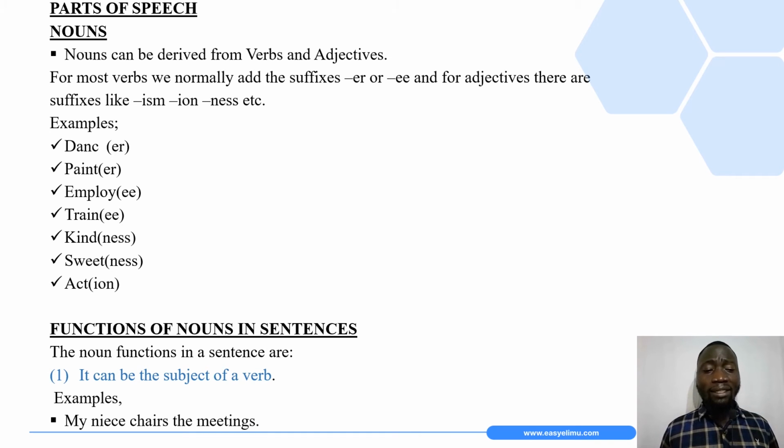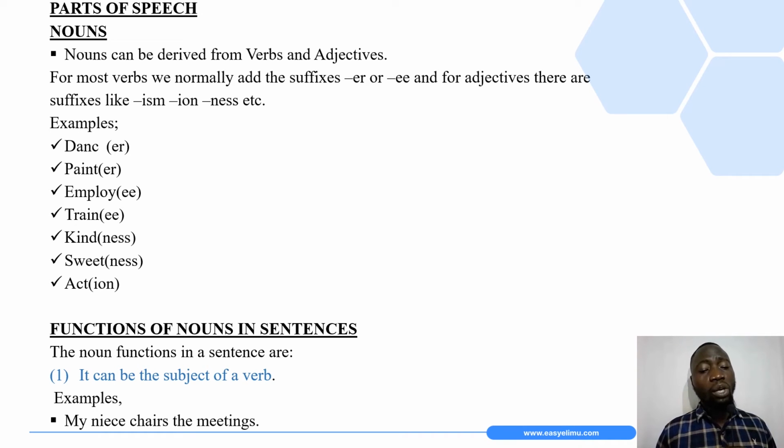Now, on to the next thing that is also the most important about this session: some of the functions of noun in sentences. So, dear students, note that the noun functions in sentences in different ways.